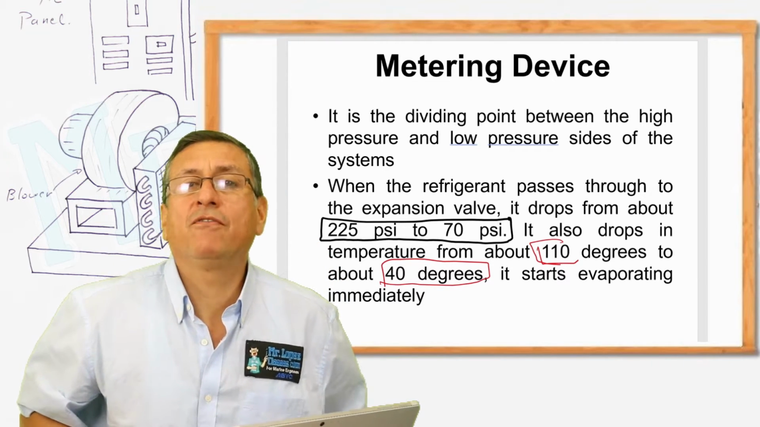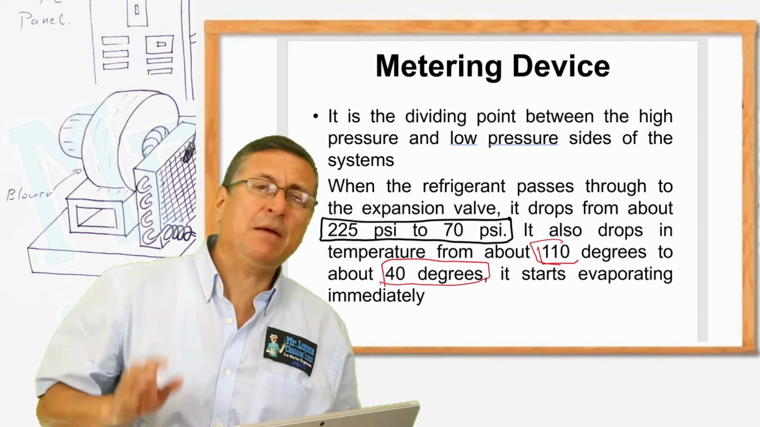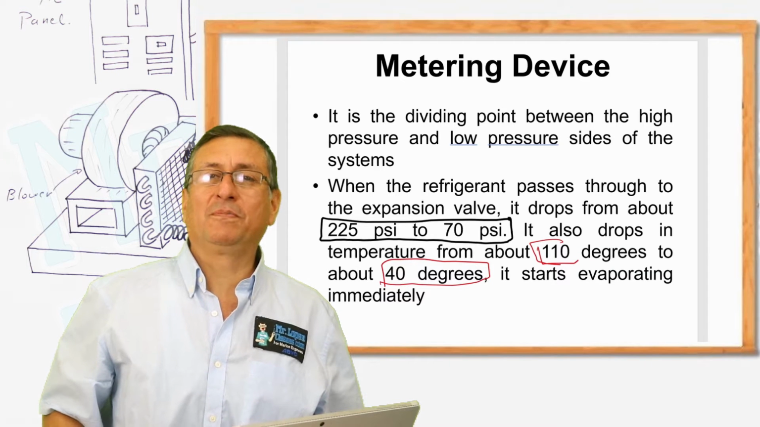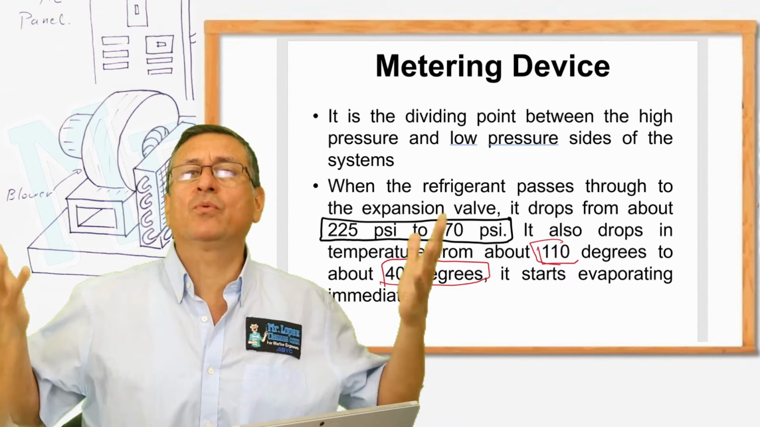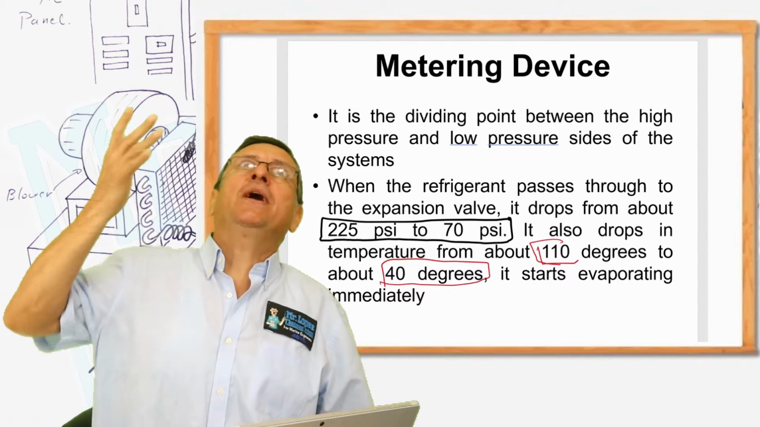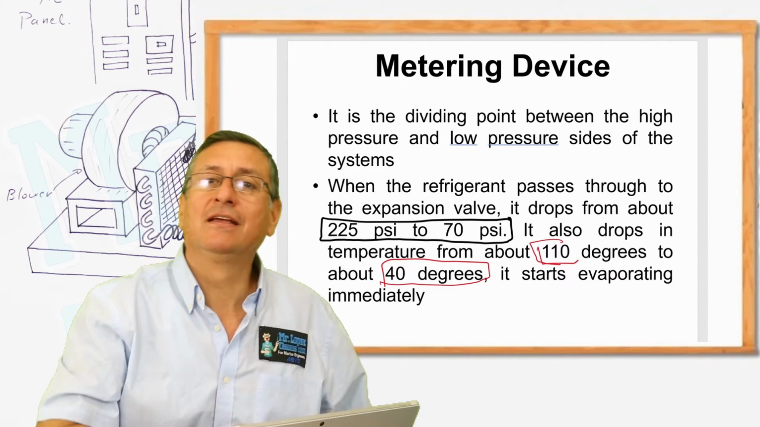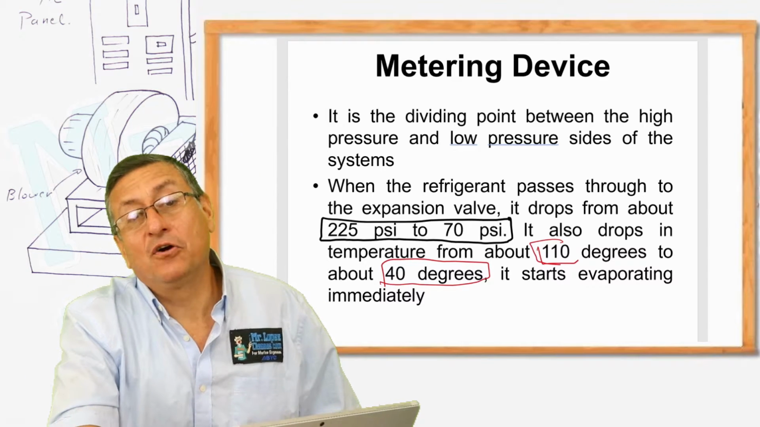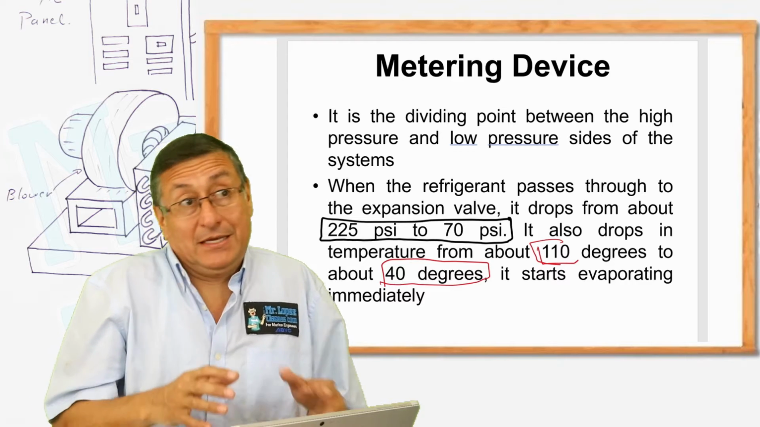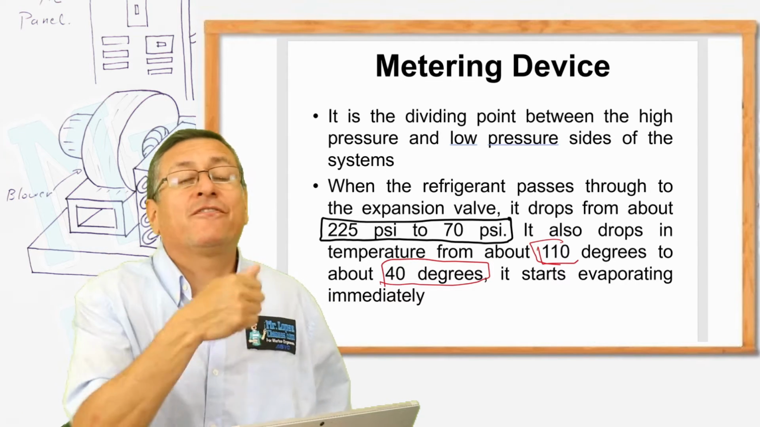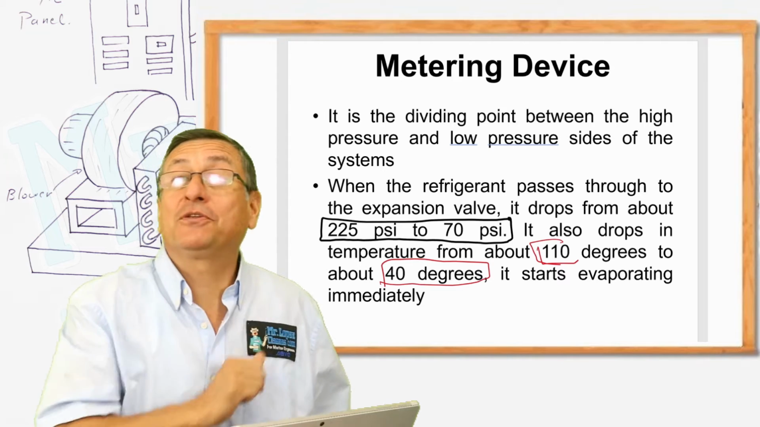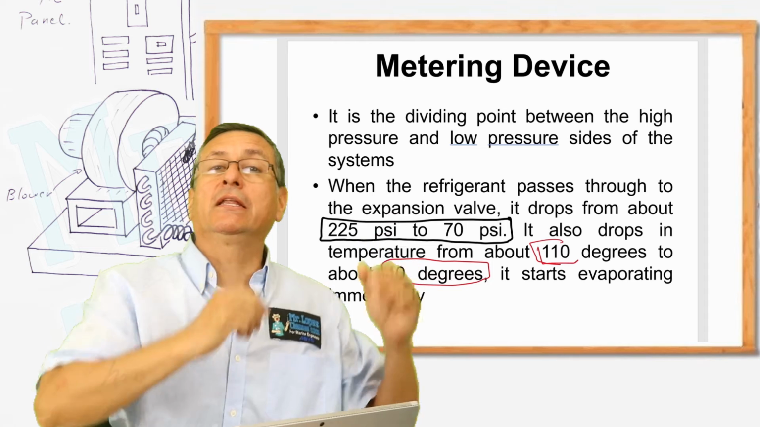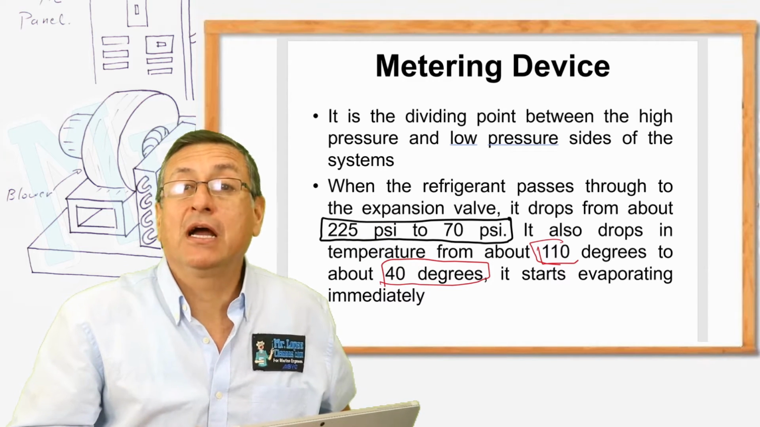For the refrigerant, 40 degrees Fahrenheit is high temperature, because you remember the boiling point of the refrigerant is around minus 20 degrees Fahrenheit. At that point, the refrigerant starts to boil. Of course, 40 is ice for you and me, but for the refrigerant it is high temperature. For that reason, the refrigerant immediately after the expansion valve starts to evaporate, because it's too much temperature.